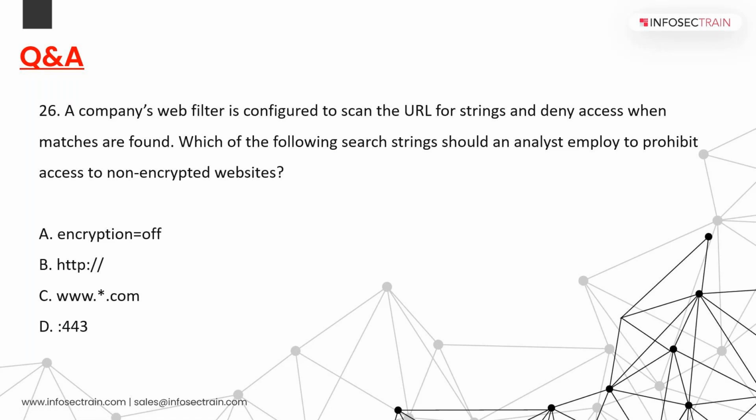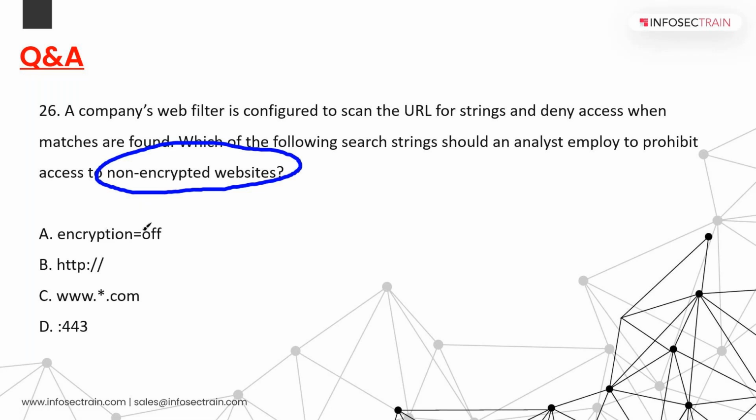Okay, guys, so let's understand what's happening here. The question says that a company web filter is configured to scan the URL for strings and deny access when matches are found. Which of the following search strings should an analyst employ to prohibit access to the non-encrypted website? That's what is written. We have to protect this for the non-encrypted website.